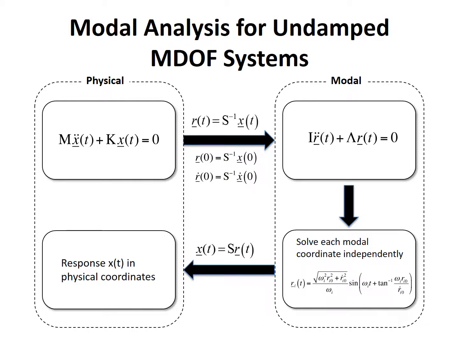The result is a set of n responses x of t, which represent the solution of the original set of ordinary differential equations. This diagram reinforces the fact that the solution x of t is a linear superposition of the response of the n modes of the system. Each mode is characterized by an undamped natural frequency and a mass normalized mode shape. The solution x of t is a linear superposition of the response of each modal coordinate.